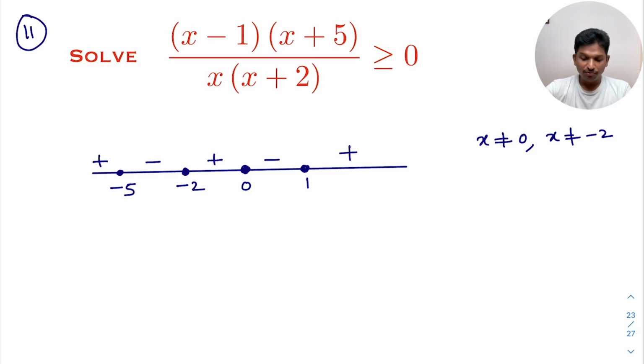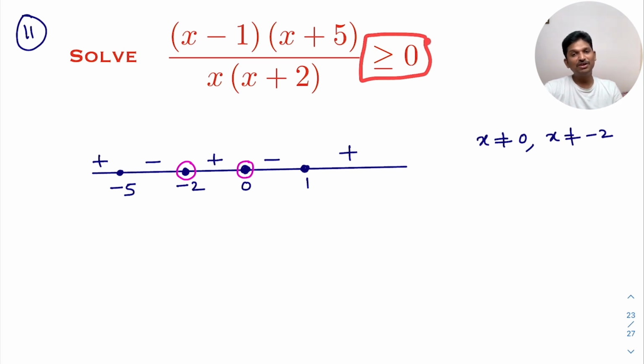Now, while proceeding further, you see here greater than or equal to 0 is there. Greater than or equal to 0 means generally we will consider all these points, which you learned in type 1 and type 2. But here the denominator cannot be equal to 0. X cannot be equal to 0, so at 0 I'll put an open circle. Open circle means this 0 is not included. And x cannot be equal to minus 2, so at minus 2 also I'll put an open circle. Here, greater than or equal to 0 means which sign do you need to look for? You need to look for the positive sign.